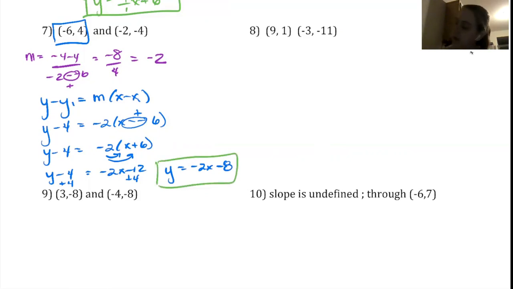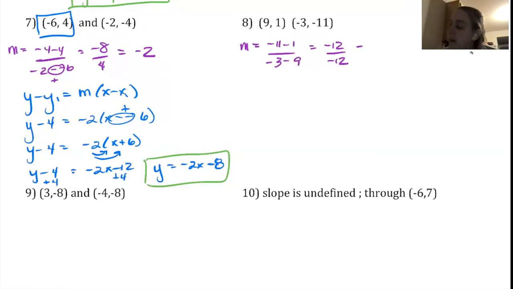You can do it. So slope, -11 minus 1, -3 minus 9 gives me a -12 over a -12. Now I saw somebody's work, I don't remember where, but technically we don't keep both negatives in a fraction because a negative divided by a negative is a positive, and those are both 12. So this is actually +1. That's your best answer.